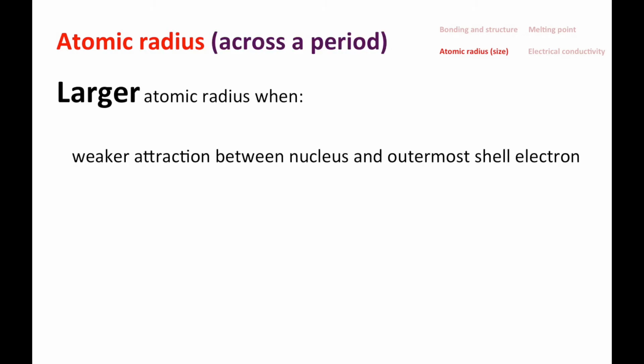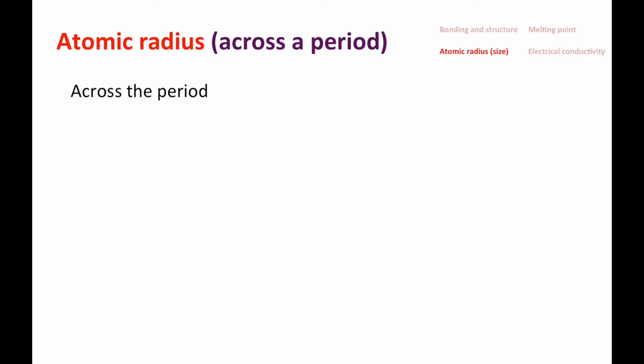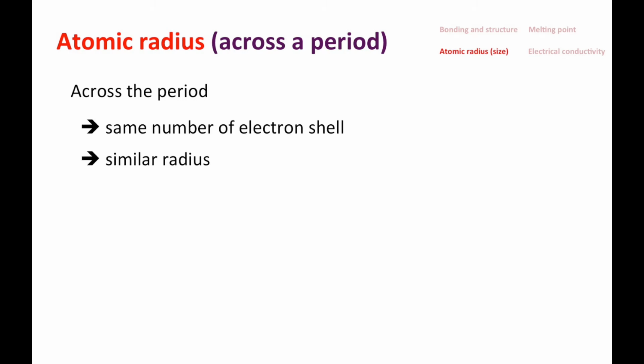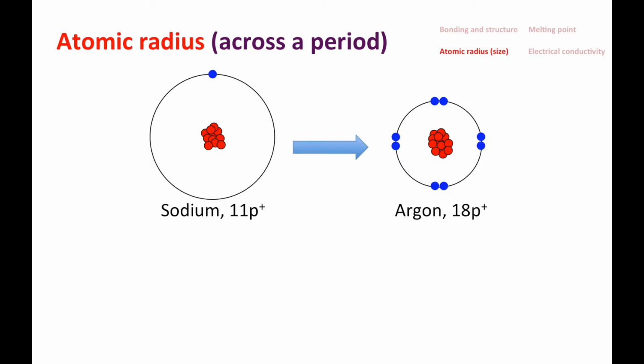When we travel across the period, the atomic size becomes larger when there is weaker attraction between the nucleus and the outermost shell electrons. This is the basic principle. And now we get a conclusion. Across the period, because they have the same number of electron shells, we can conclude they have similar atomic radius, and we use sodium and argon as an example.